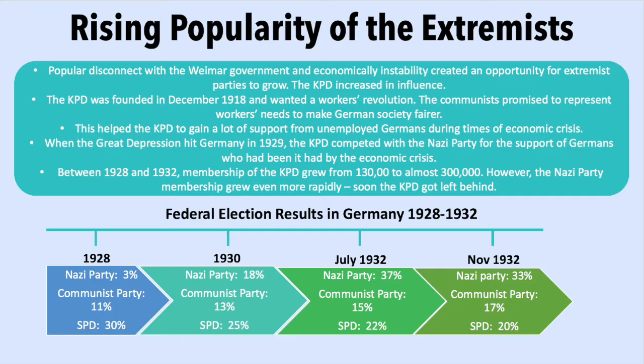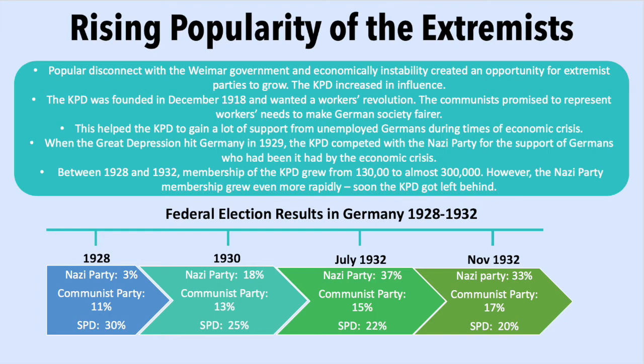If you look below, you'll see the federal election results in Germany from 1928 to 1932. In 1928, the Nazi Party only had 3% of the vote, the Communist Party 11%, and the SPD 30%. Then in 1930, the Nazi Party had 18%, the Communist Party had 13%, and the SPD had 25%. In July of 1932, the Nazi Party soared to 37% of the votes. The Communist Party had 15% and the SPD had 22%.